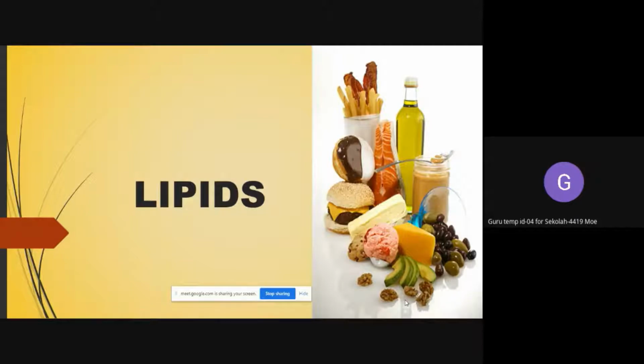So for today's lesson, we are going to finish chapter 4. So you will learn two subtopics today, which is lipids and nucleic acid. Both lipid and nucleic acid are the example of organic compound. We start with lipid first.